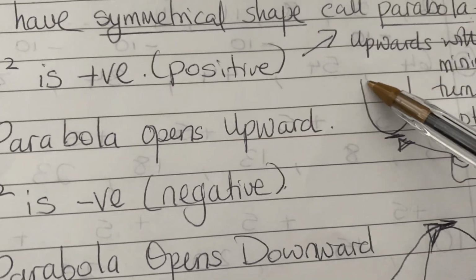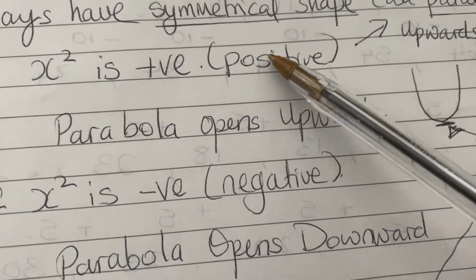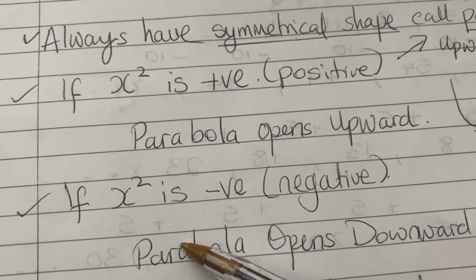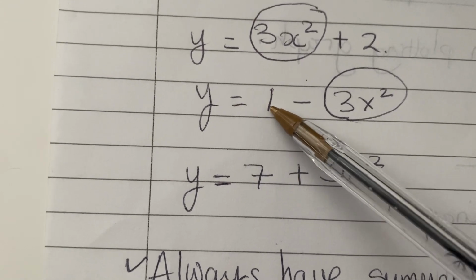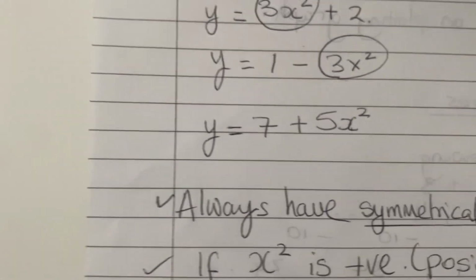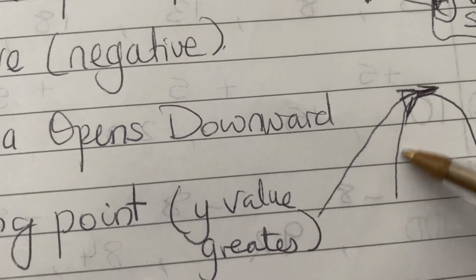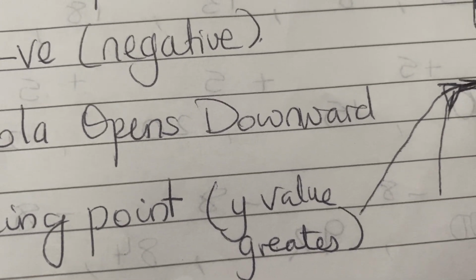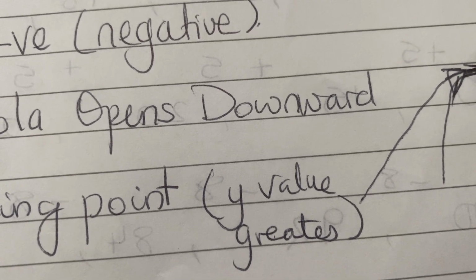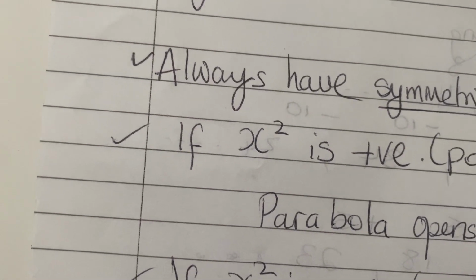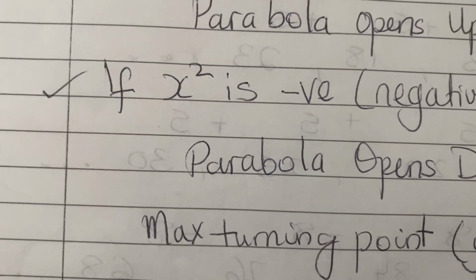The parabola opens upwards if the x squared term is positive. But if it is negative, like this graph here, y equals 1 minus 3x squared, then the curve will open downwards, and that will be the turning point. The value of y will be greatest at this point. Okay, so we've sorted that then.